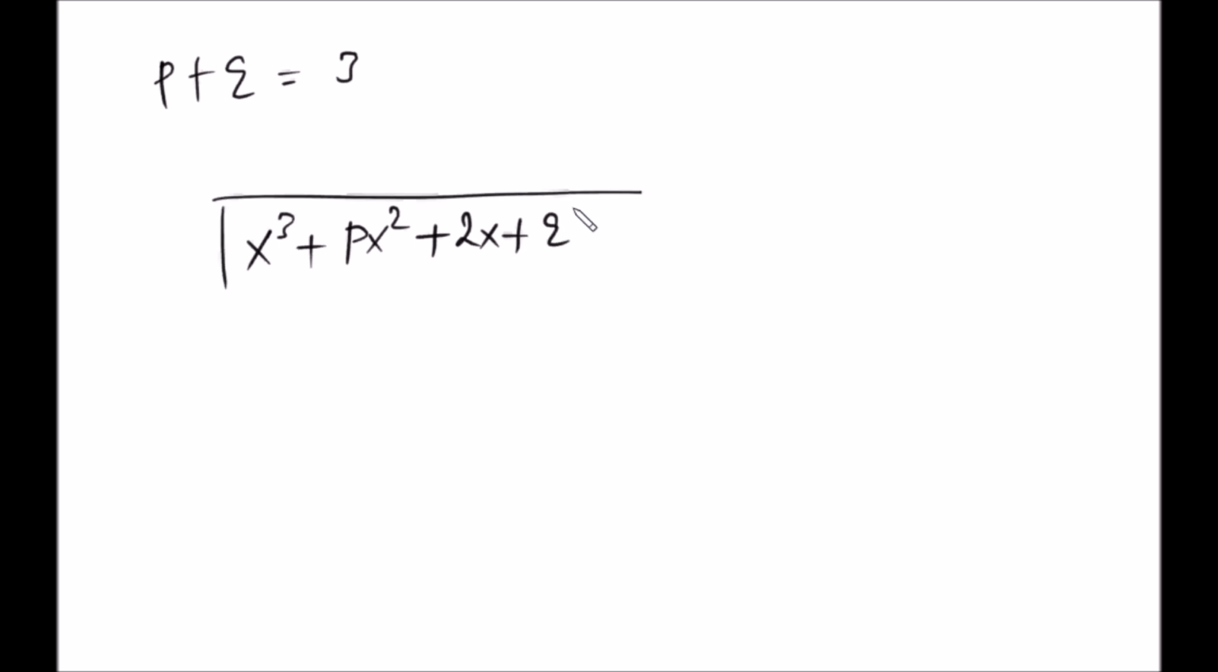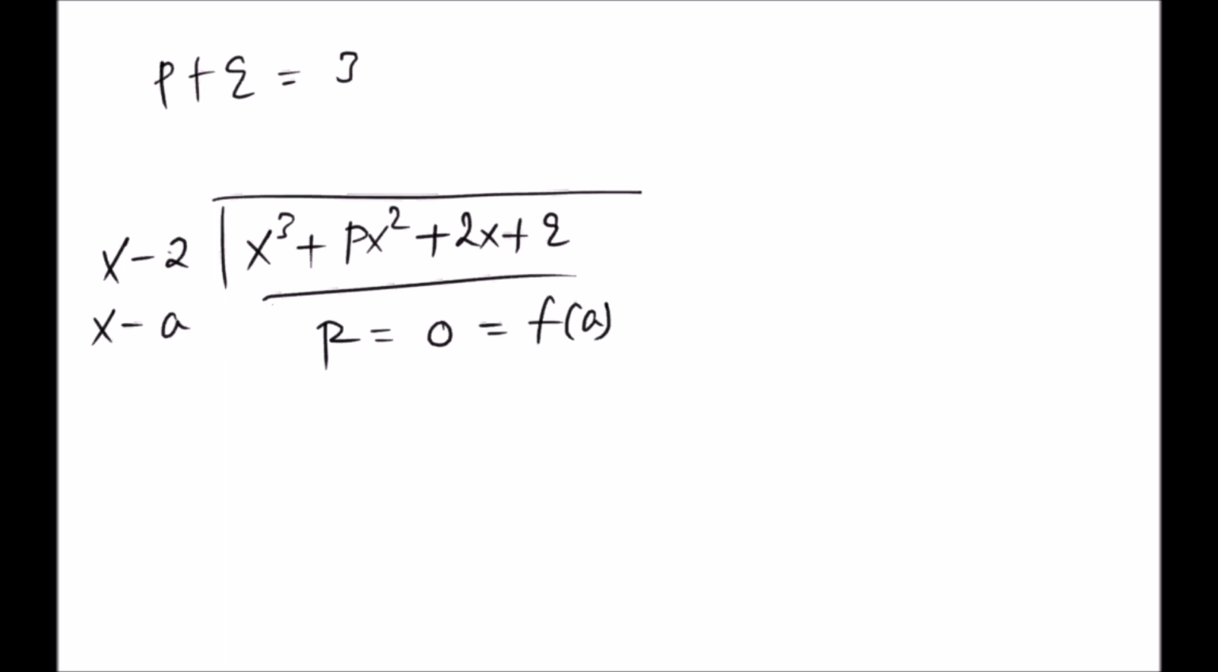Kwa hiyo equation ni p plus q is equal to 3, lakini pia nikichukua huyu x cube plus px squared plus 2x plus q nikidivide na x minus 2, remainder yangu pia itakuwa ni nini? 0. Lakini remainder yangu pia you can see a ni sawa na 2, ni sawa na f of a, ambayo a ni nini? Ni 2. So f of 2 is 0. So kwenye hii equation now naweka 2 ndo f of 2.